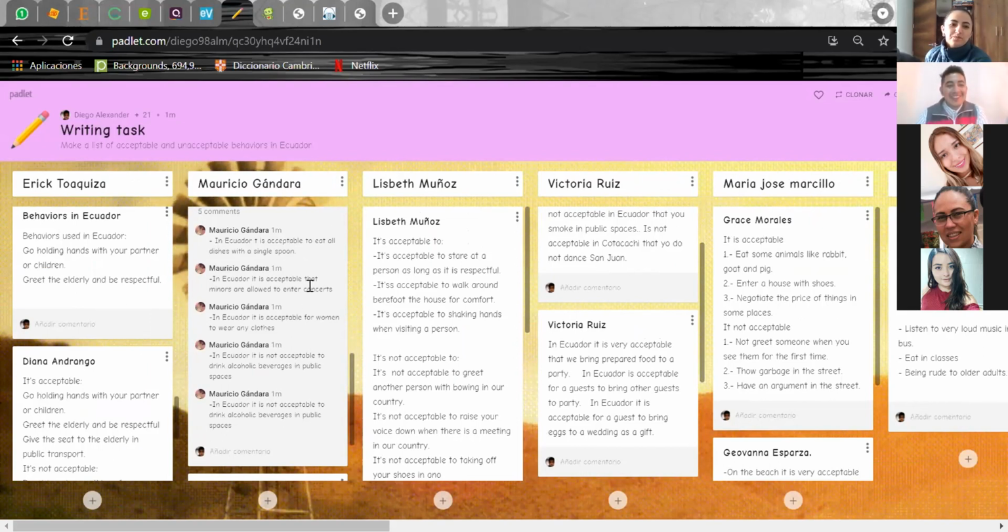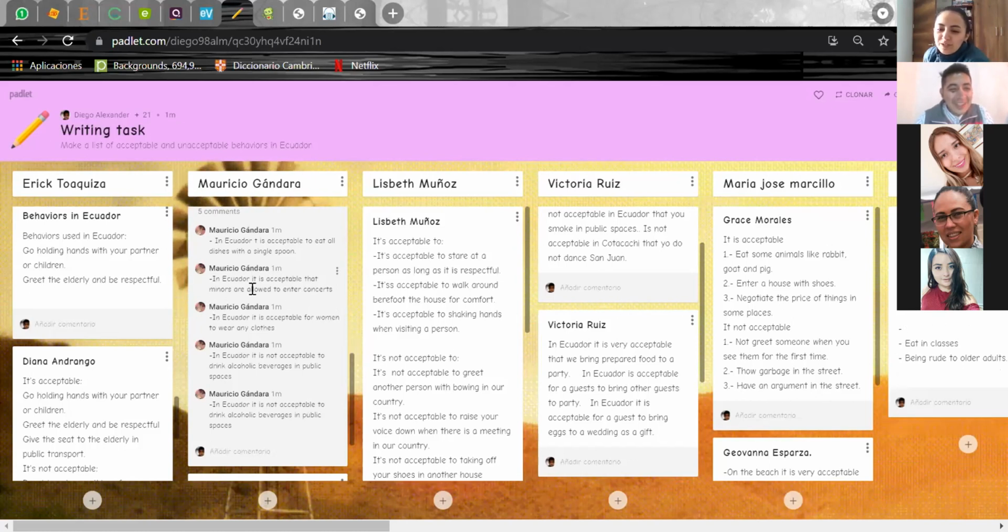We don't use forks or knives. We just eat with a spoon. Yeah, you know. In Ecuador, it's acceptable that, yeah, exactamente, todo comemos con cuchara. Okay, let's see. Pero sí, hasta para mezclarle al jugo también con la cuchara. The spoon is magic.